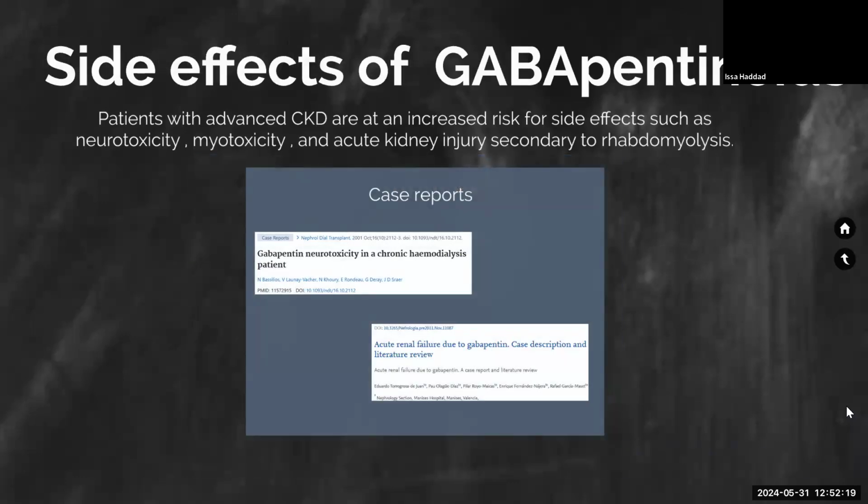Side effects of gabapentinoids, which we fear. I was able to find case reports. Patients who are on hefty doses of gabapentinoids are at increased risk of neurotoxicity, myotoxicity, and AKI from rhabdomyolysis. Those are mainly case reports in the literature that were found. So, for example, that was about gabapentin neurotoxicity in a chronic hemodialysis patient, but this patient was on a hefty dose of gabapentin, and acute renal failure due to gabapentin that turned out to be due to rhabdomyolysis. That was attributed to gabapentin.